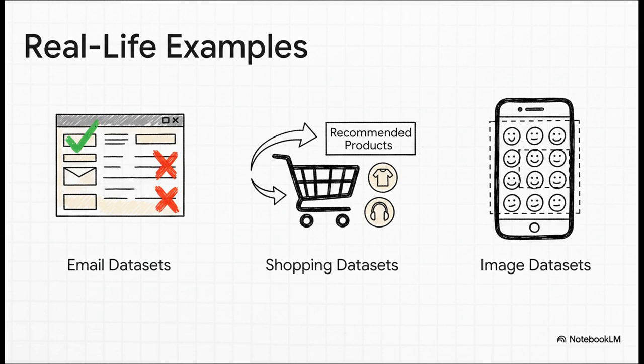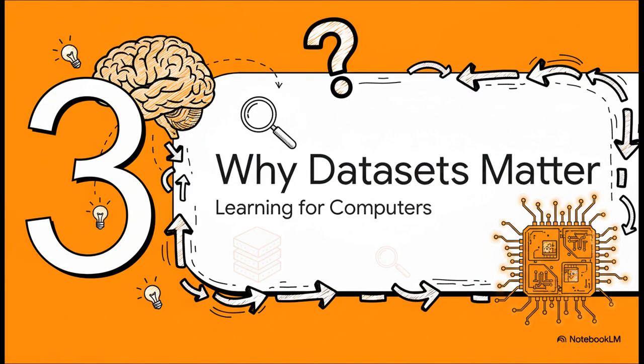And the crazy thing is, you are interacting with data sets like this all day, every day. That spam filter in your inbox, it works because it learned from a giant data set of emails that were labeled spam or not spam. See a product recommendation on a shopping site? That's coming from a data set of what other people have bought. Even the face unlock on your phone, it only works because it studied a data set of images to learn what you look like.